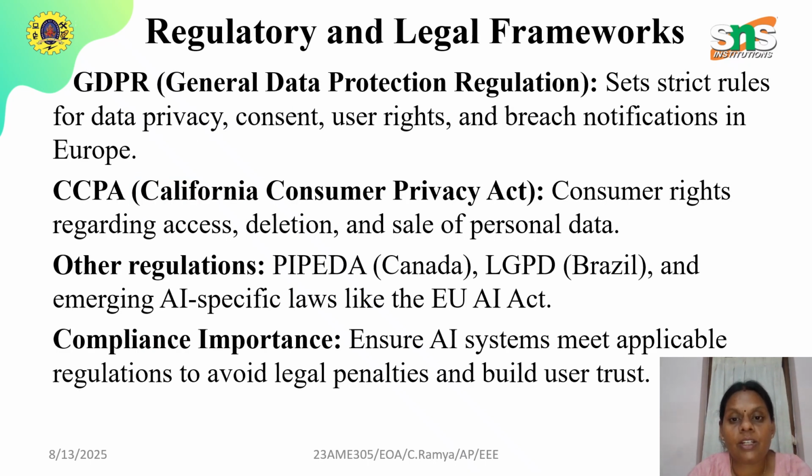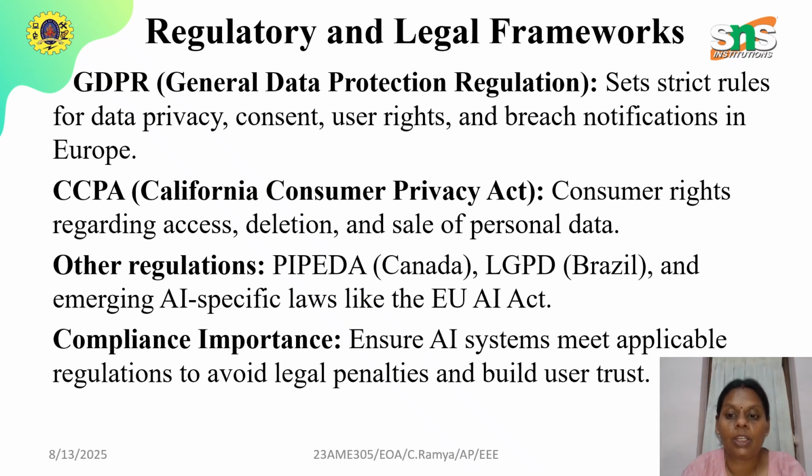And the next one is the regulatory and legal frameworks. AI systems must comply with laws such as GDPR in Europe, which governs data consent, usage and breach notifications, and the CCPA in California, which protects consumer rights, and other global regulations like PIPEDA in Canada and LGPD in Brazil, along with emerging AI-specific regulations such as the EU AI Act.